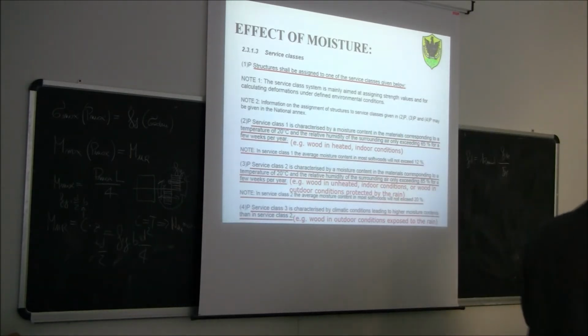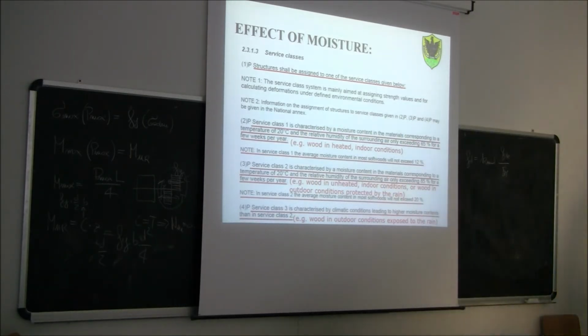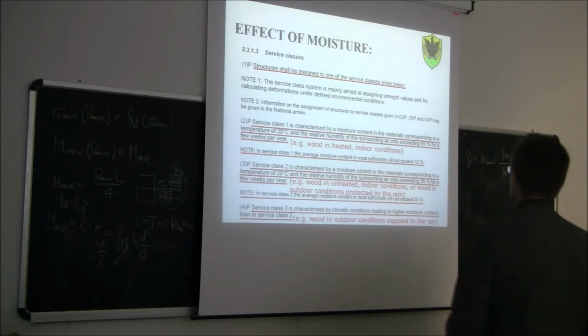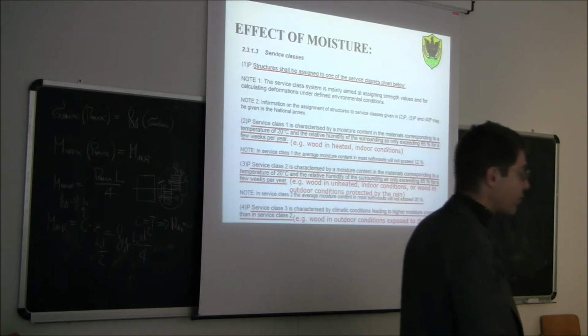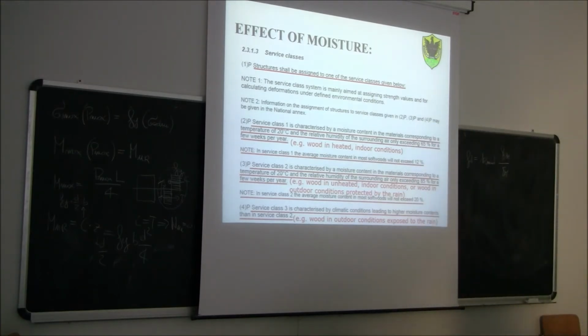Now, everything is very nice and interesting, but the actual problem is to understand when we can consider a structure service class 1, 2, or 3 in a practical case. And here you can see some advice on how to do it. Again, this advice is provided by the National Italian Annex to the European code. For example, if your wood structure is in heated indoor conditions, then you can assume that this is service class 1.